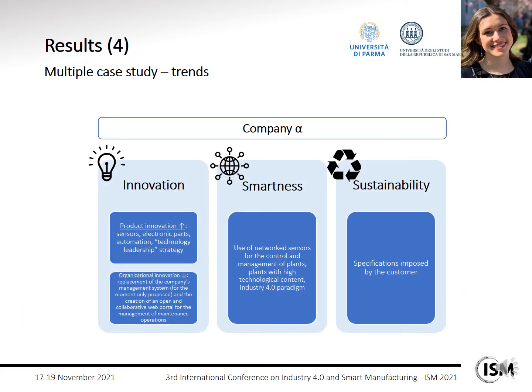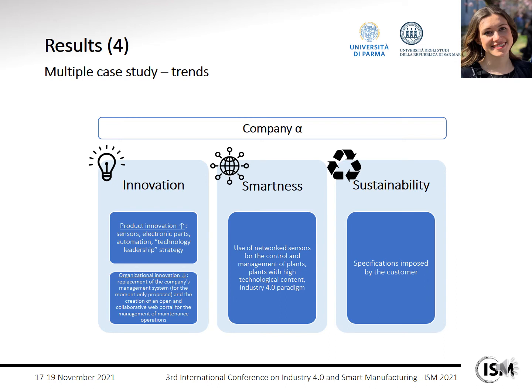Now, the following slides summarize the most important issues for each actor in the supply chain in relation to the three themes of innovation, smartness, and sustainability. So, for company Alpha, the paradigm of open innovation has enabled the development of product innovation on sensors and automation, implementing the concept of Industry 4.0. So, the greatest efforts are made in product innovation, which translates into a strategy of technological leadership. And the company, moreover, also produces organizational innovation, but in a way which is less strong than product innovation.